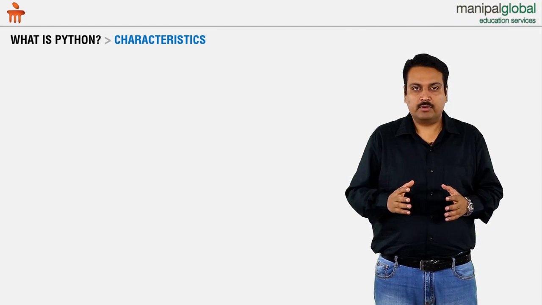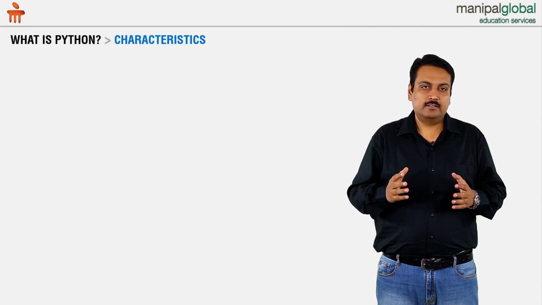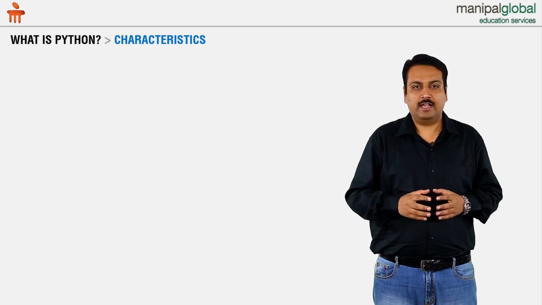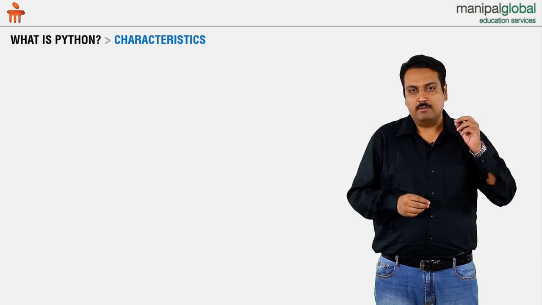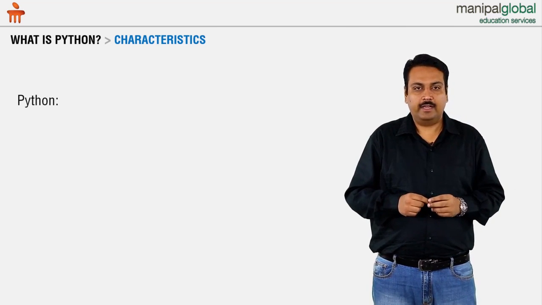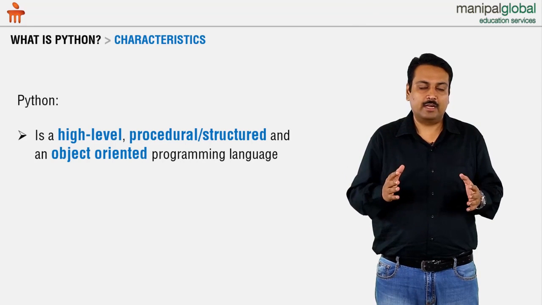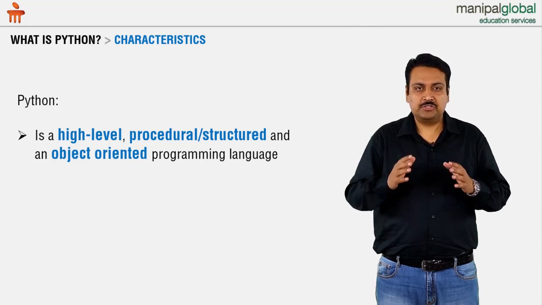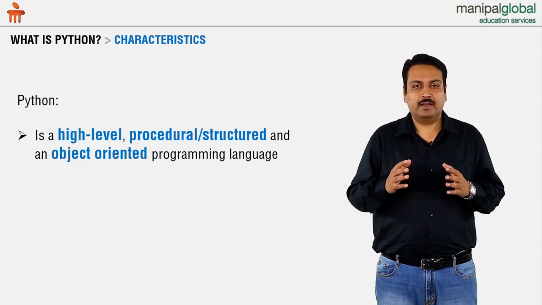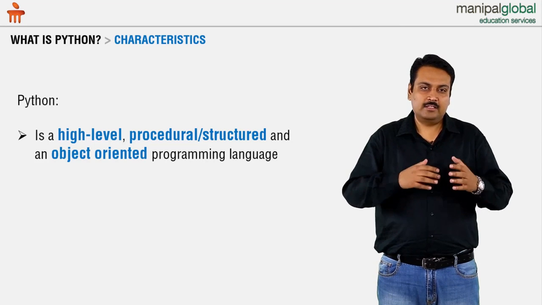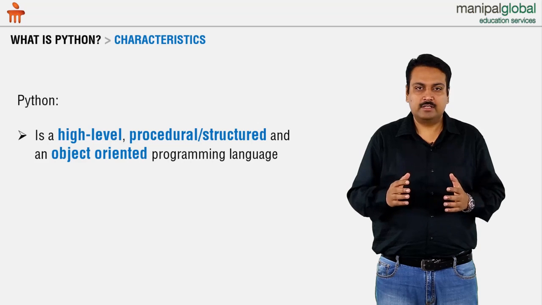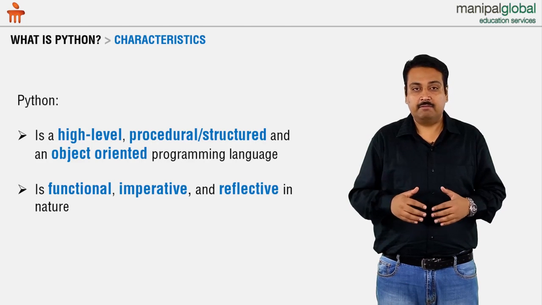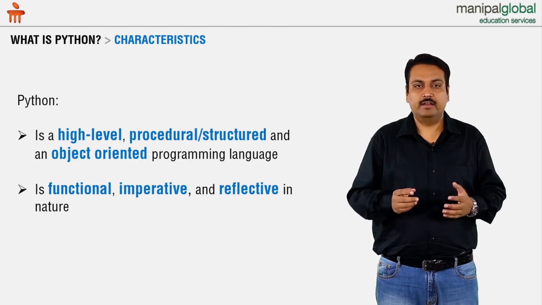Python is an open source programming language, and this language has many characteristics. Some of the characteristics that this language has is it offers a multiple programming model style. That is, it is a multi-paradigm programming language. So we can say that it is a high-level, procedural, structural, and object-oriented programming language, in the sense that it has support for various programming models within itself. Python is also a language that is functional, imperative, and reflective in nature.